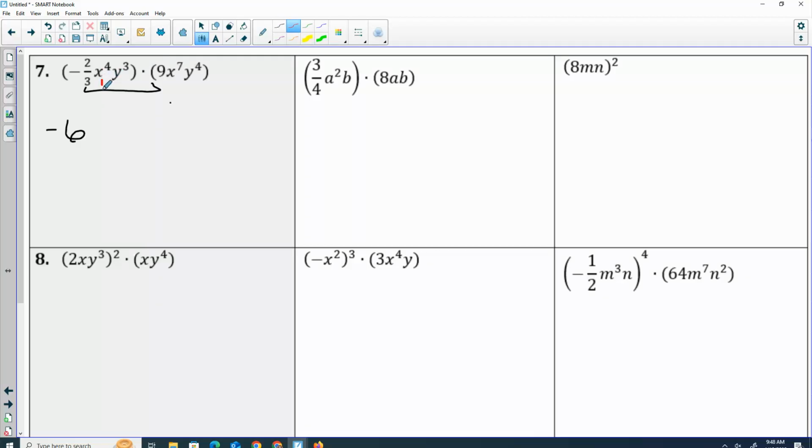Multiply your x's. If you have x to the 4th times x to the 7th, that gives you x to the 11th. And multiply your y's. Y cubed times y to the 4th would be y to the 7th. Okay, and make sure your answer is written as all one thing.